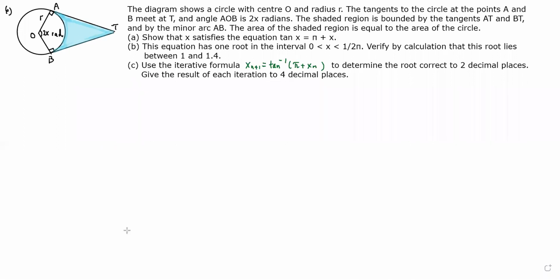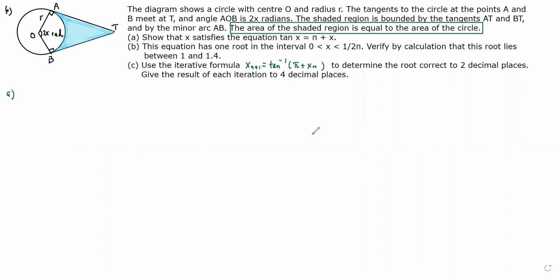The shaded region is bounded by the tangents AT and BT and a minor arc AB. The area of the shaded region is equal to the area of the circle. Part A, you need to show that x satisfies the equation tangent x equals pi plus x. This is what we need to show in part A.